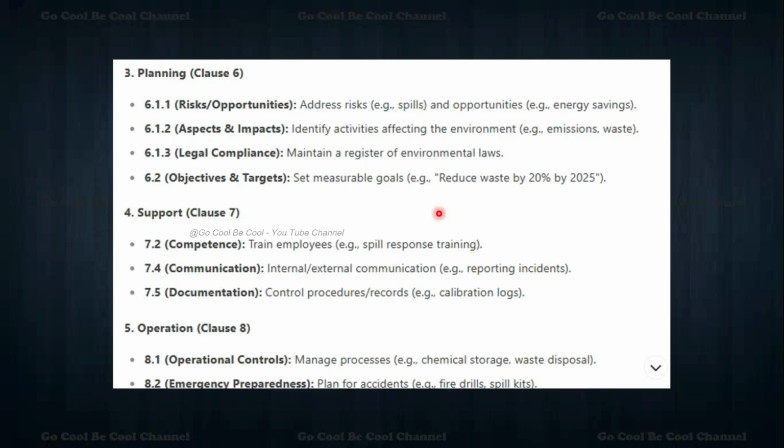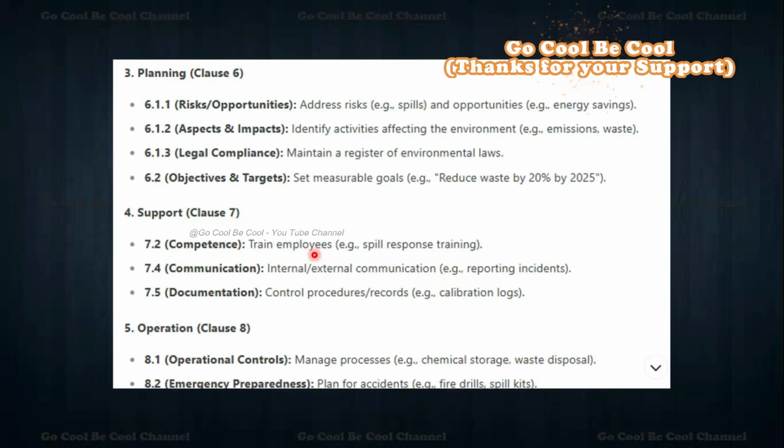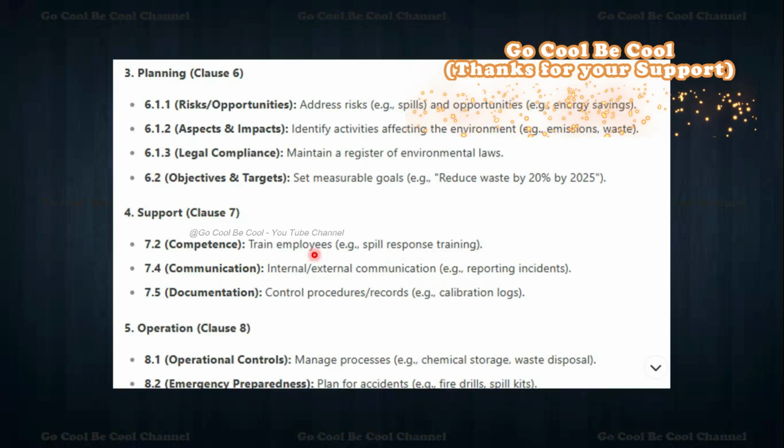Clause number 7 talks about support. 7.2 is competence, first of all: training employees, for example spill response training. 7.4 is communication, internal and external, for example reporting incidents. 7.5 is documentation: control procedures and records, for example calibration and logs.